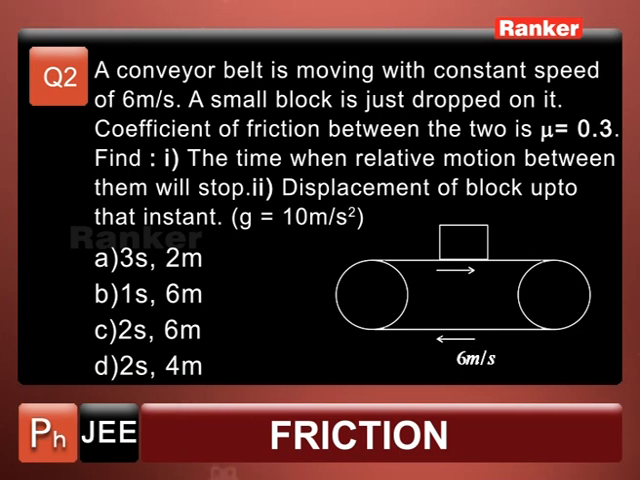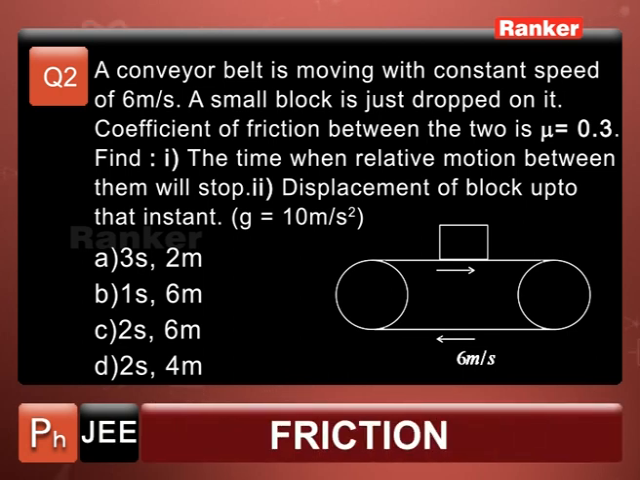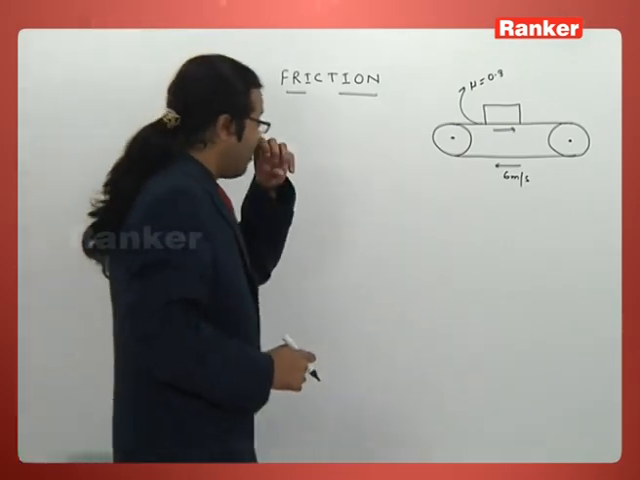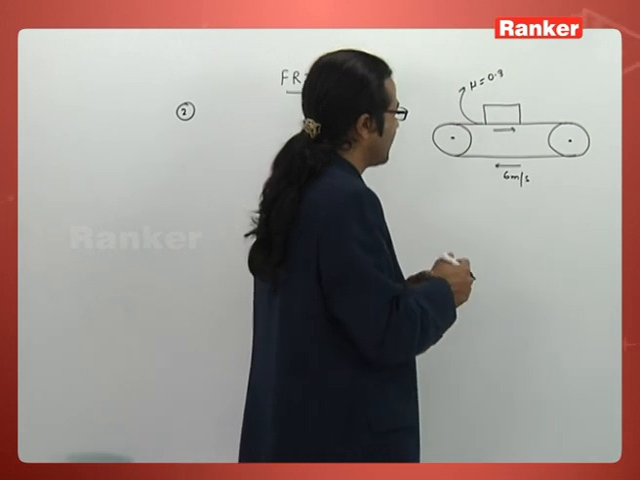That means mu s is equal to mu k, equal to 0.3. Part 1, find the time when the relative motion between them will stop. Part 2, the displacement of the block up to that instant. Now here I found many students having problems with the direction of frictional force, all those things.